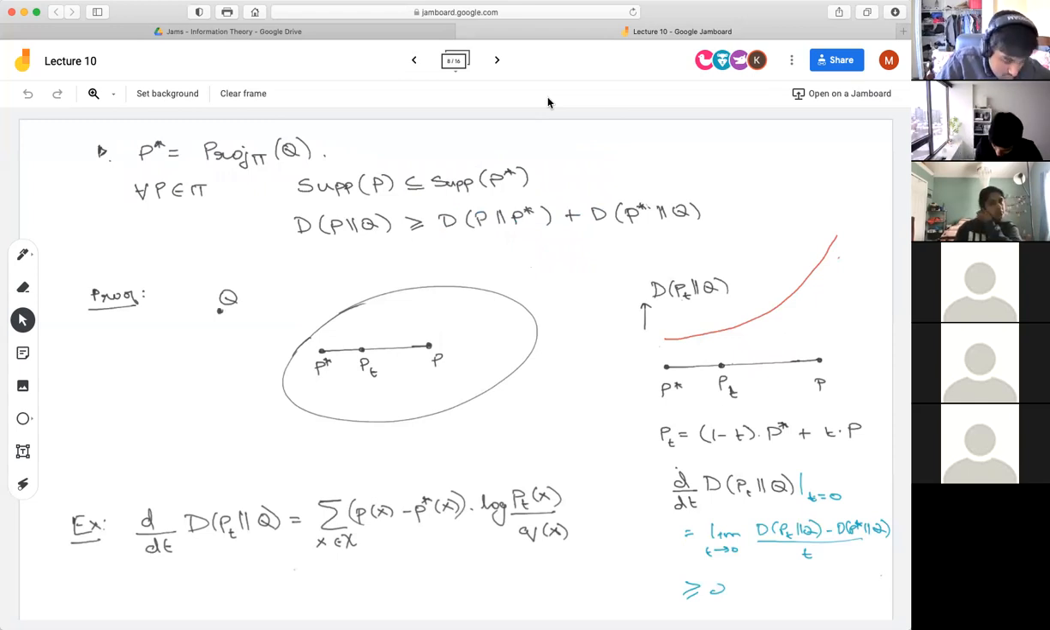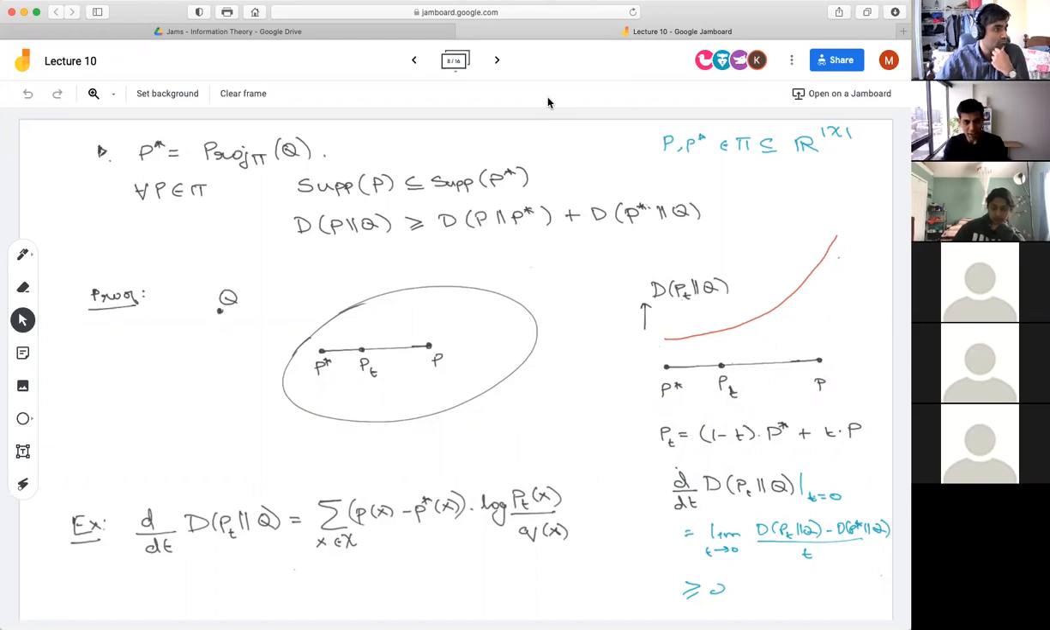P star and p are both points in the set. So this set lives in a real vector space, because there is a number for every probability. So p and p star are both vectors in this space, R to the size of X, the size of script X.